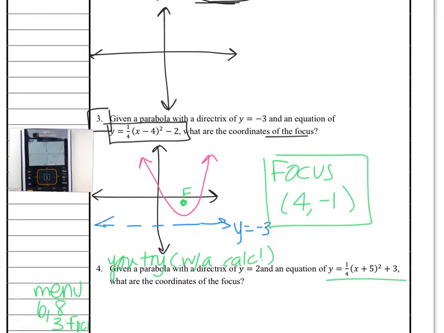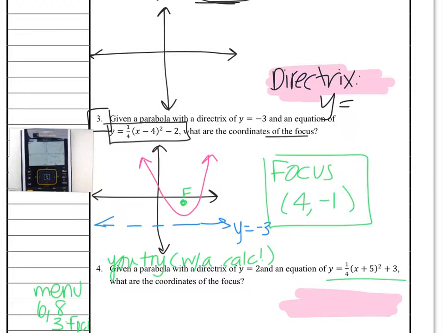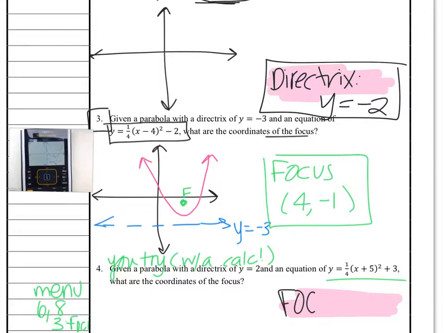I do want to point out the answers to these 2 problems that we skipped though, in case you were wondering what the answers are for question number 2 and question number 4. Your directrix for number 2 does come out to be y equals -2. And again, that's just found in the calculator, and then for number 4, the focus comes out to be (-5, 4).